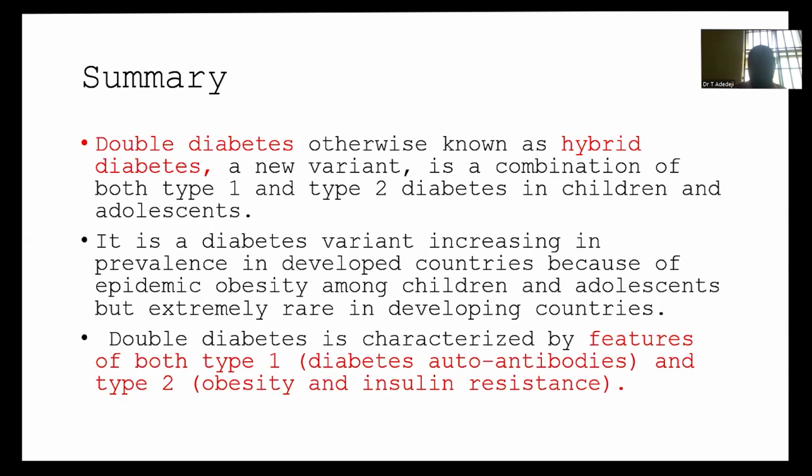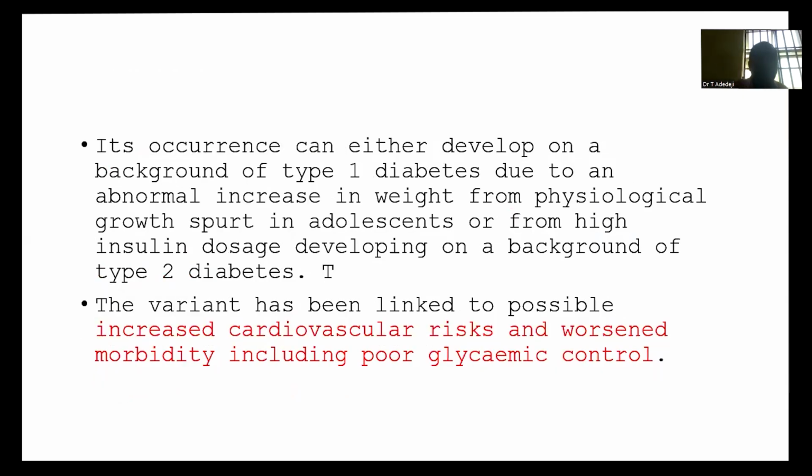Double diabetes is characterized by features of both type 1, diabetes autoantibodies, and of course, features of type 2, obesity and insulin resistance. The occurrence can either develop on the background of type 1 or type 2, whichever one is peculiar in such individual patients. The variant has been linked to possible increased cardiovascular risk and worsening morbidity, including poor glycemic control.